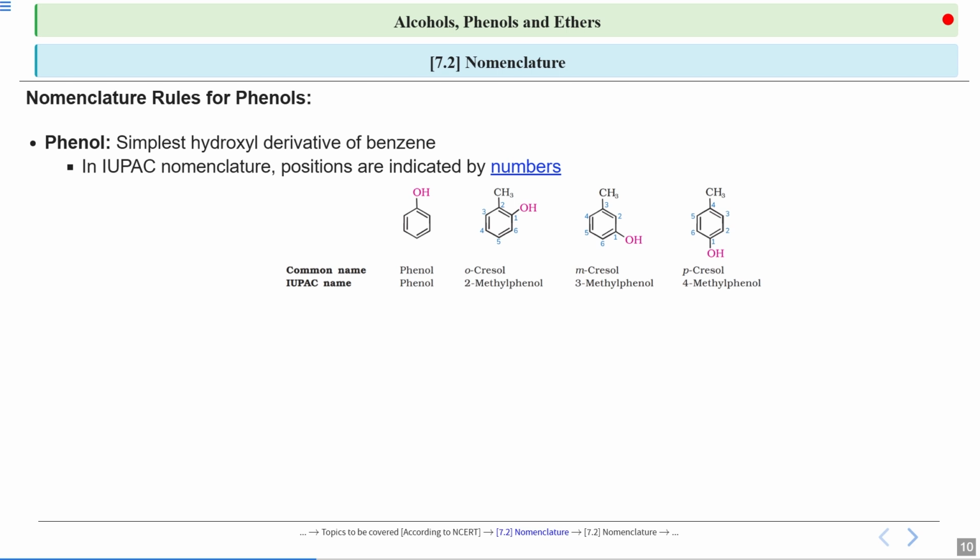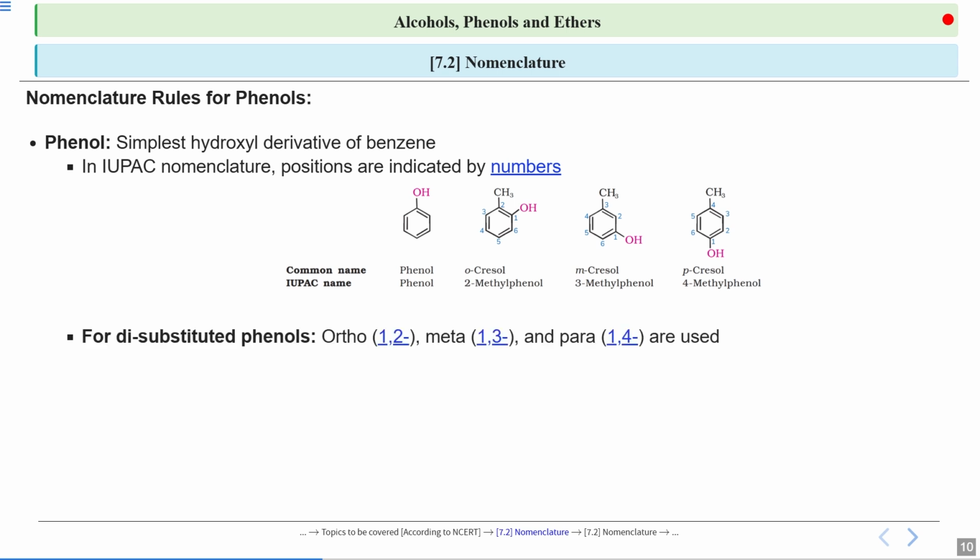So you can see that in IUPAC nomenclature, while writing the IUPAC name of phenols, you have to indicate the position of the phenol, and along with it the substituents, if present, you have to indicate by numbers.